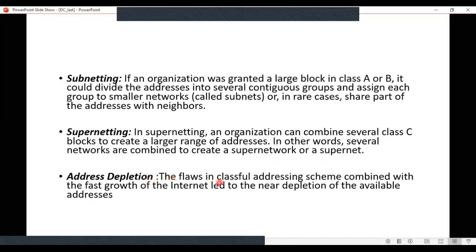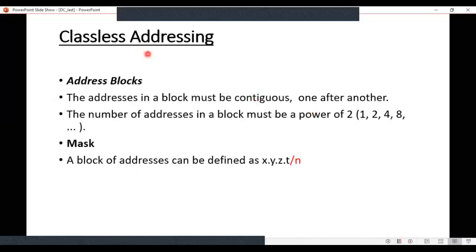Now, the disadvantage of this classful addressing scheme, combined with the fast growth of the internet, led to the near depletion of the available addresses. That is, the number of available addresses was very small. So we started with the concept of classless addressing.